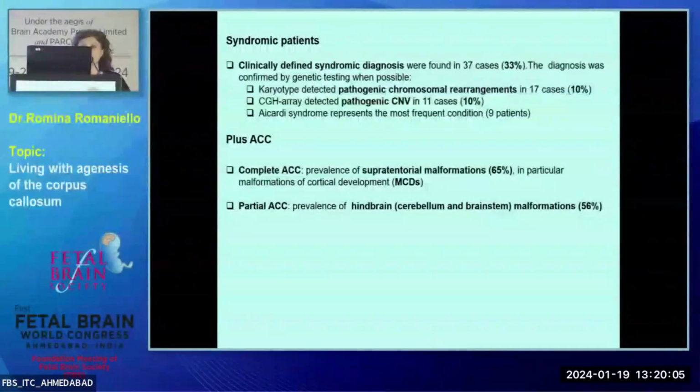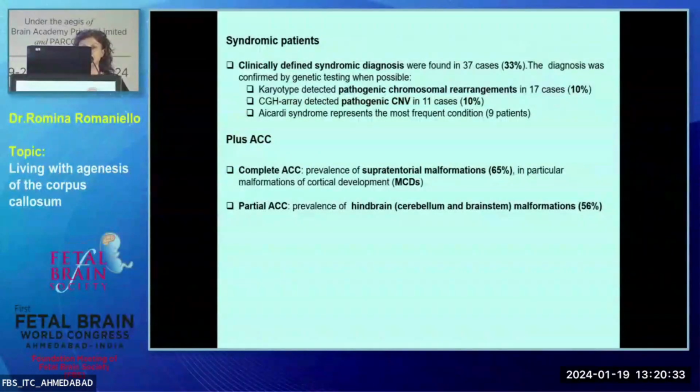Clinically defined syndromic diagnoses were found in 37 cases, 43% of patients. The diagnosis was confirmed by genetic tests when possible. Karyotype detected pathogenic chromosomal rearrangement in 17 cases, 10%. CGH array detected pathogenic CNV in 11 cases, 10% of patients. Aicardi syndrome represents the most frequent condition. Nine patients presented this syndrome.